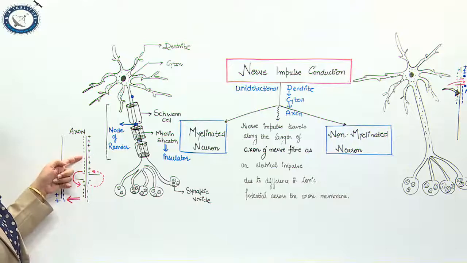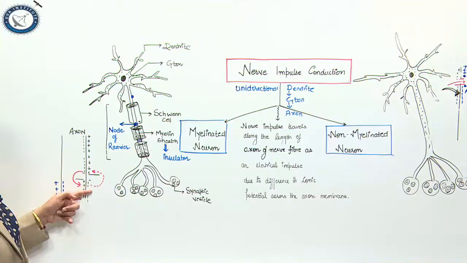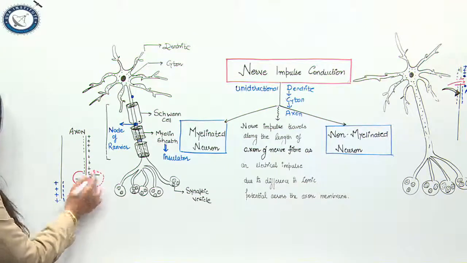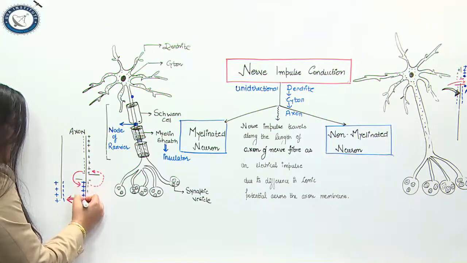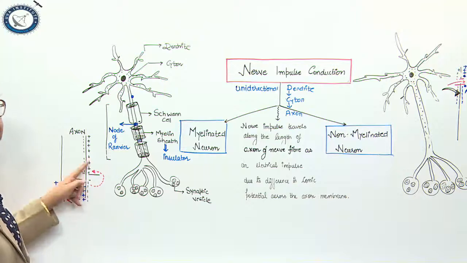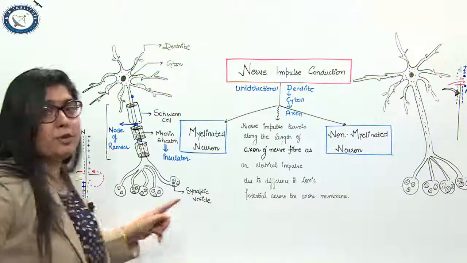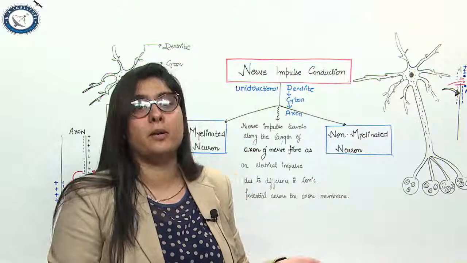If this is negative and positive here, I will move it in such a way that the positive of inside, this is positive because of the threshold stimulus. Now this positive turns negative and outside negative turns positive. Then only I complete the circuit. Therefore, the movement of ions on the outside of the axolemma is also important.